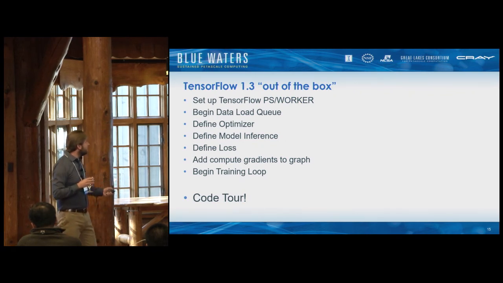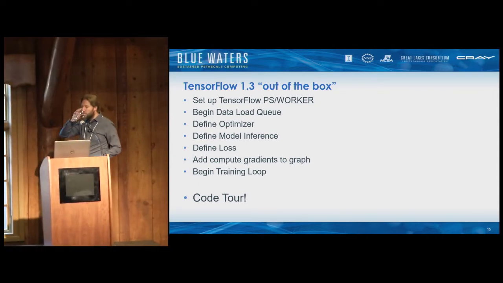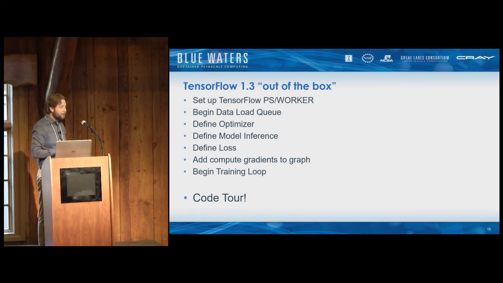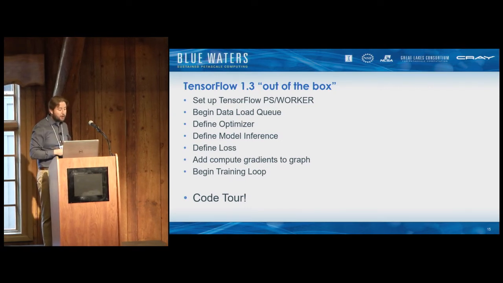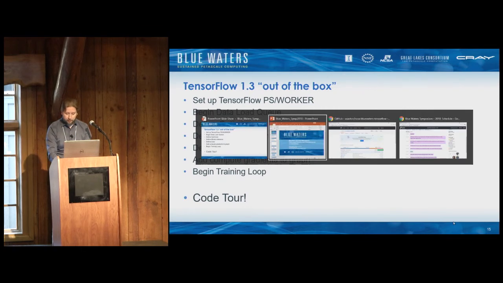All right, so in that Python script, this is the basic program structure. Set up the TensorFlow parameter server worker, begin data load queue, define optimizer, define model inference, define loss, add compute gradients to the TensorFlow graph, and then begin your training loop. So let's actually go look at that.